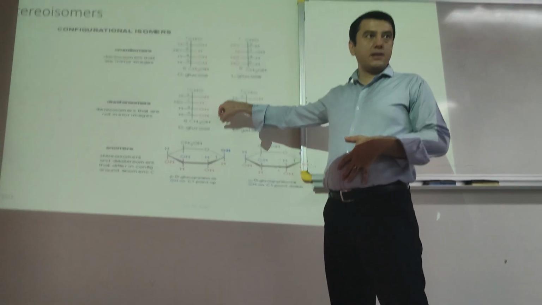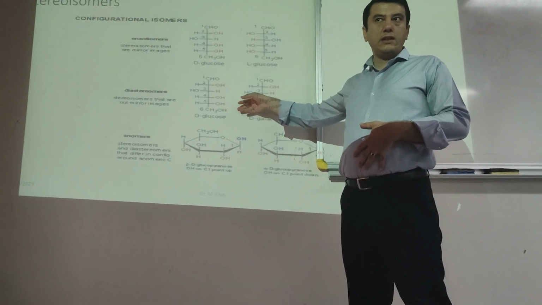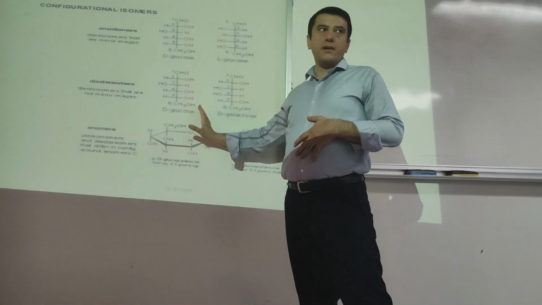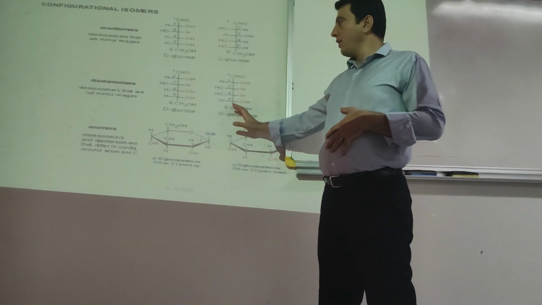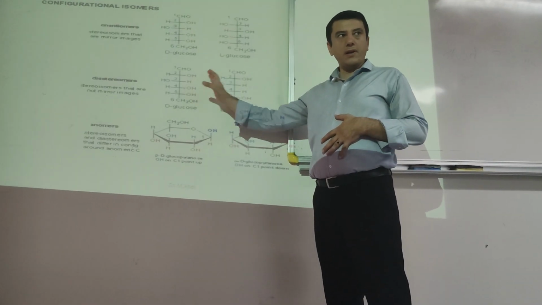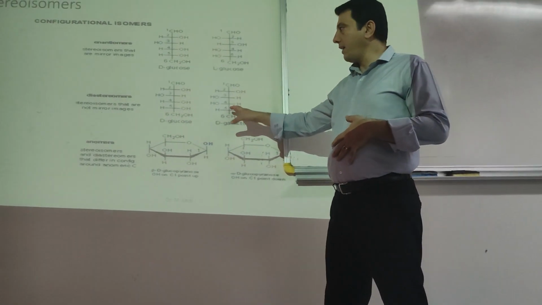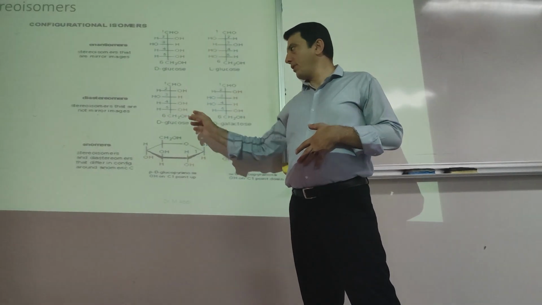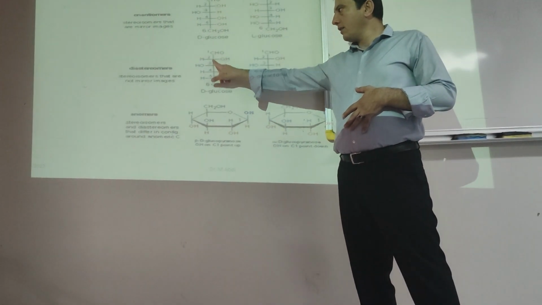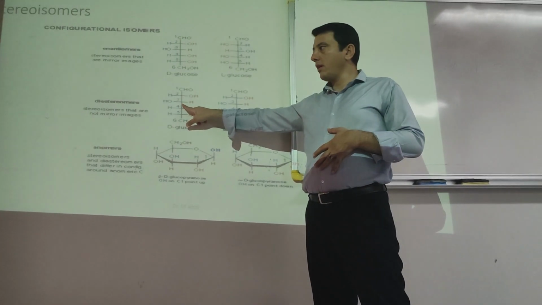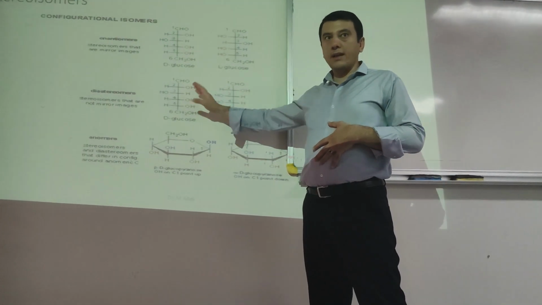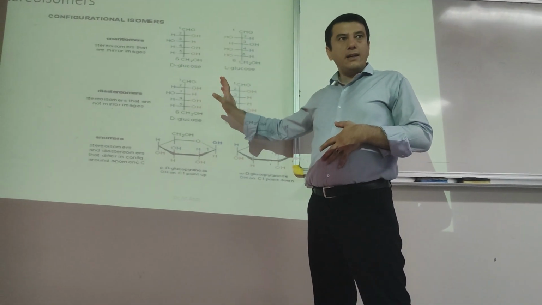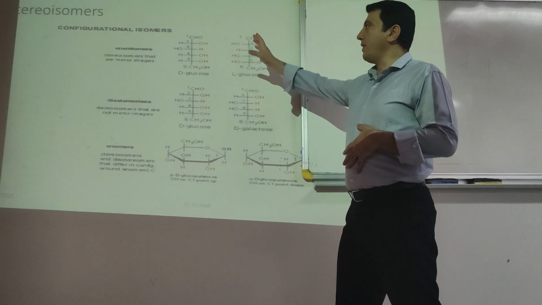What is the difference between two diastereomers? They are not the mirror image of each other. This means that the direction of the OH groups around the chiral carbons are not the same, and also are not mirror images.